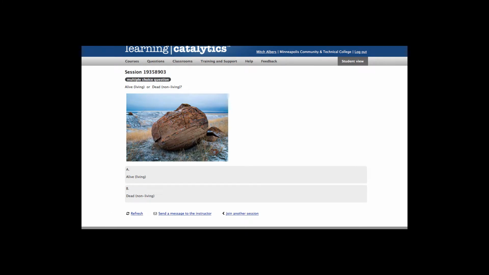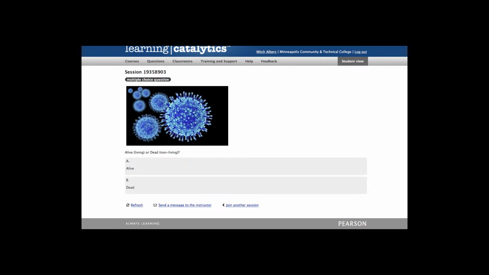Okay, here's the third one. You see that thing in the middle of the picture, the reddish brown thing on the ground? Again, can you identify it? And is it living or dead? All right, next slide.